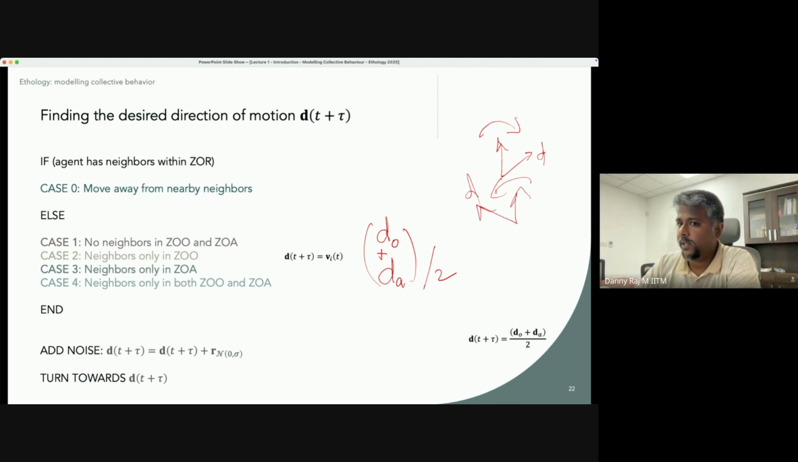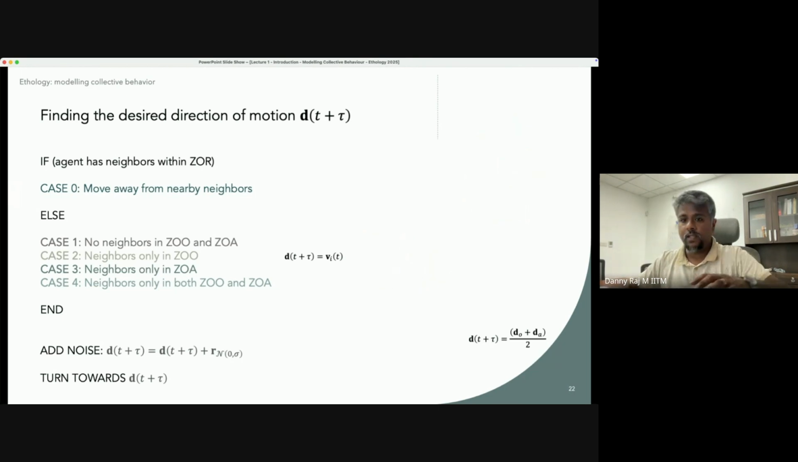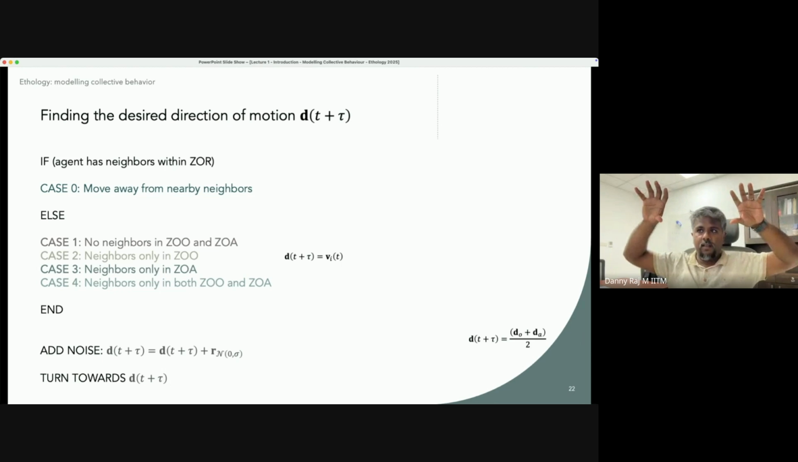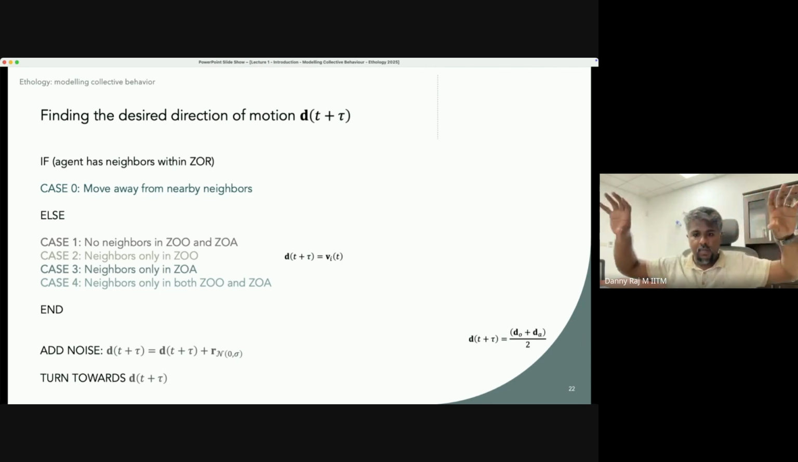So do you get the overall picture of what's happening? Let me quickly run you through the entire thing. So this is how you structure the code. You look at the rules and put them in these logical statements. So if there are things within the zone of repulsion, you do something, else you do something else, and you expand all the cases. And after that is done, you do other embellishments like the noise that is added, and then the turning that you add.